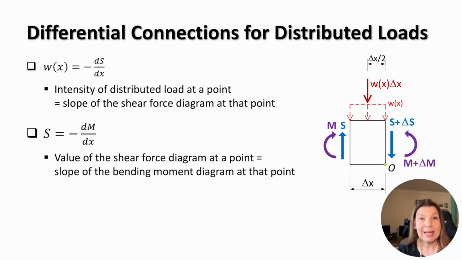These differential relationships allow us to directly interpret the behavior of shear force and bending moment diagrams. The first relationship states that the intensity of the distributed load at a point is equal to the negative slope or gradient of the shear force diagram at that point. This means that distributed loading causes the shear force diagram to vary along the beam. The second relationship states that the value of the shear force at a point is equal to the slope or gradient of the bending moment diagram at that point. This means that the shear force controls how the bending moment changes along the beam.